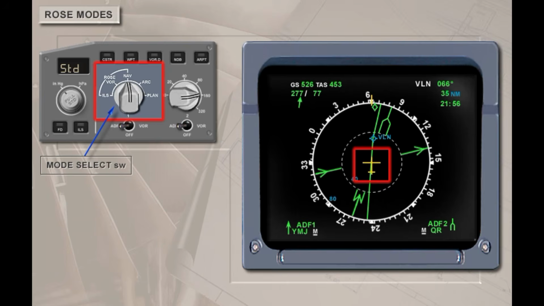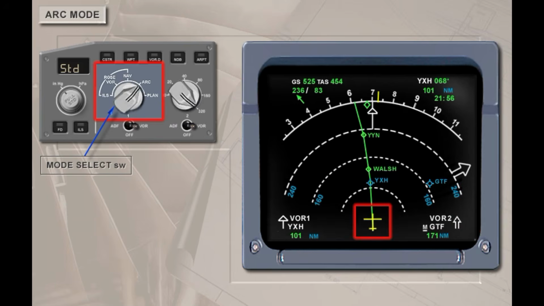In ARC mode, the yellow aircraft symbol is located at the bottom of the screen, and only the forward 90 degrees of the compass rose is displayed.